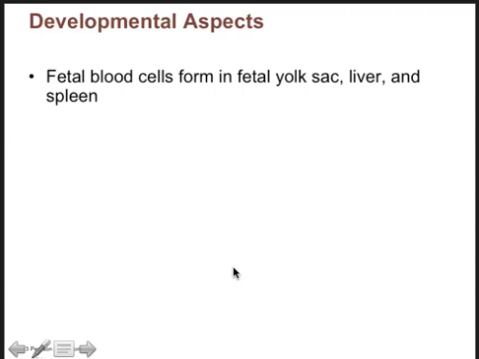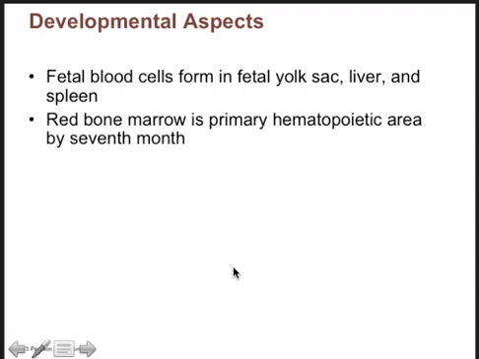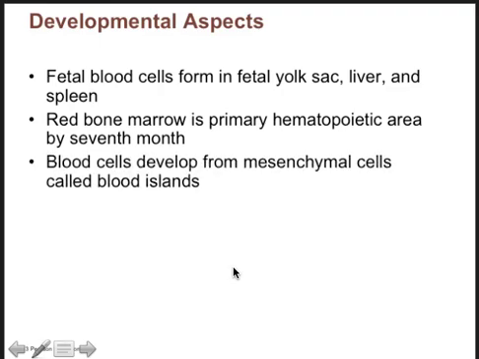But there's a sac that surrounds it called the yolk sac that contains what we call the hematopoietic stem cells. So these form in the fetal yolk sac, the liver, and the spleen as well. The red bone marrow is the primary hematopoietic area by the 7th month. Okay, so we change the site of production of blood during fetal development. Blood cells develop from mesenchymal cells called blood islands.